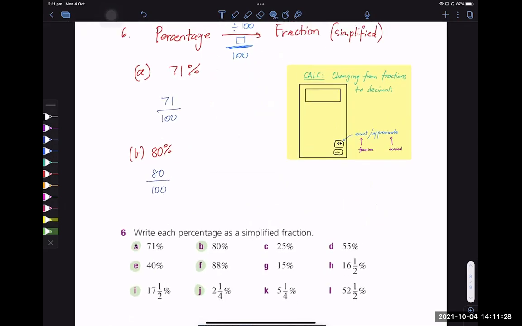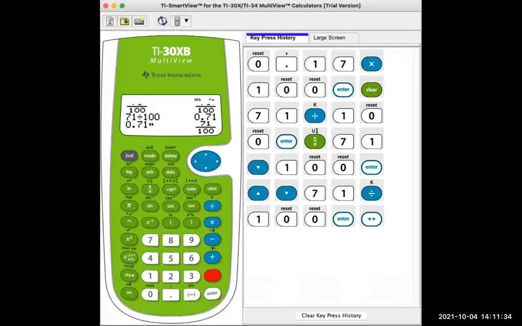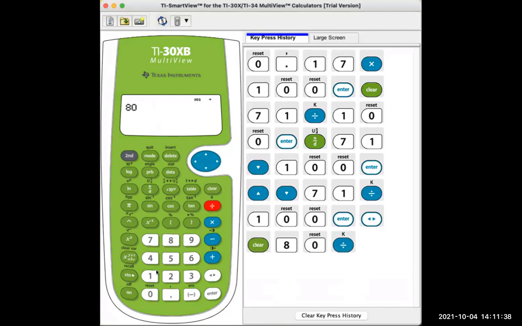So I'm going to share my screen here. I'm going to type 80 divided by 100. I'm just going to clear the screen here. 80 divided by 100. Press enter. Comes out to be 0.8. I'm just going to press the arrow. 4 over 5. That 4 over 5 there is our simplified answer.